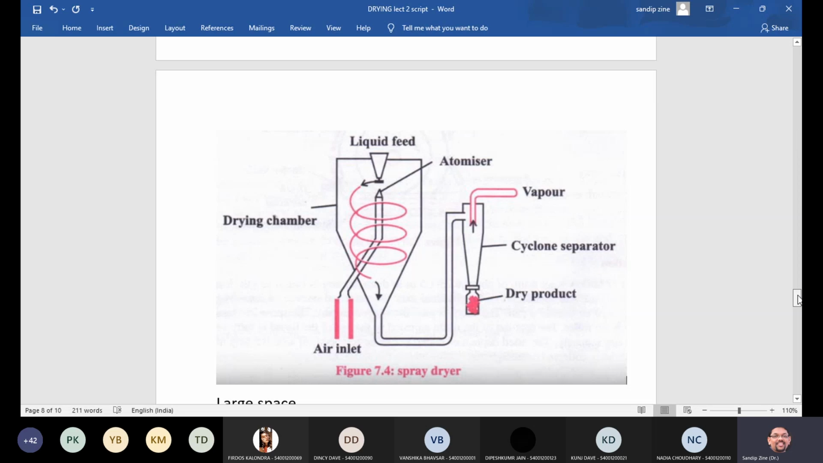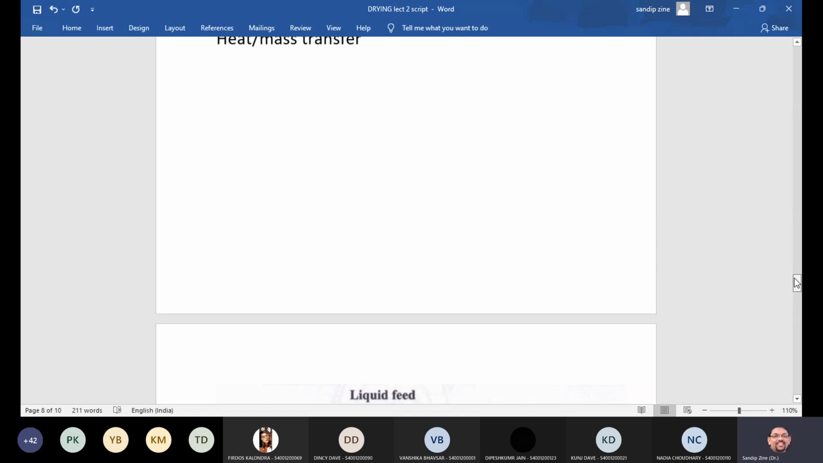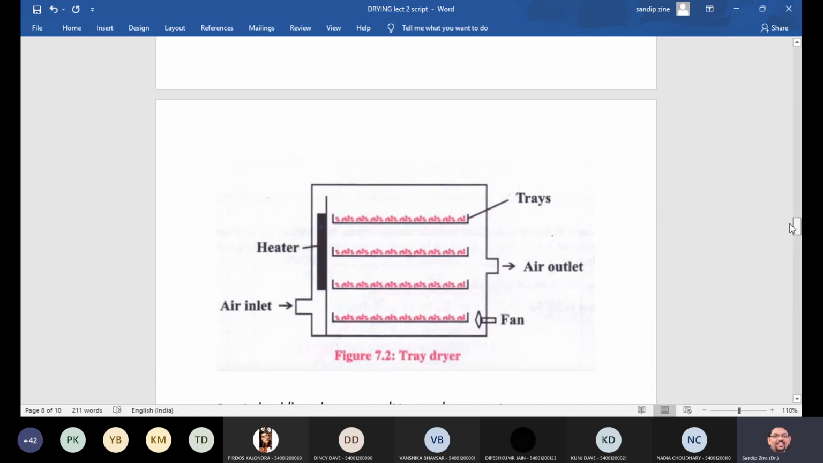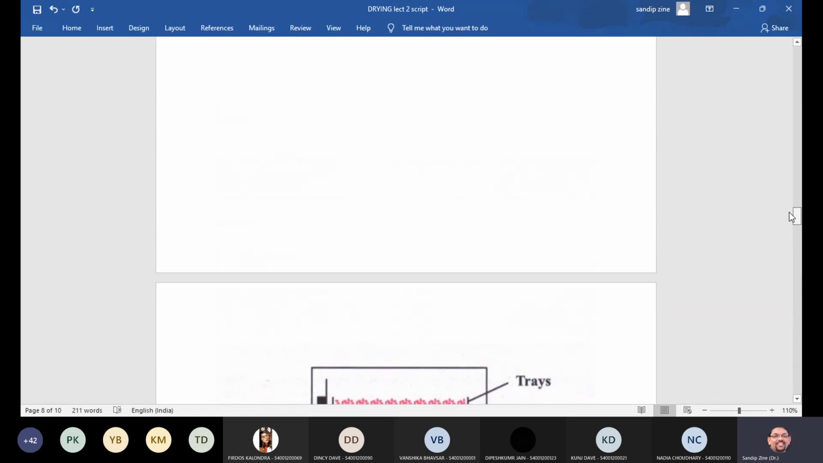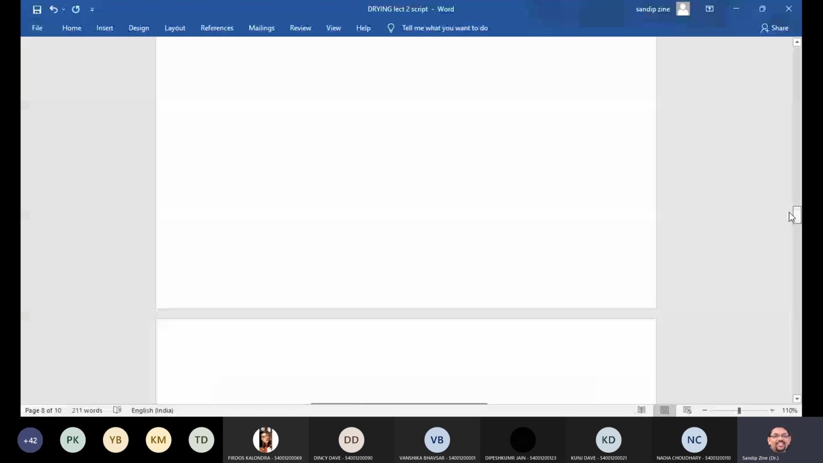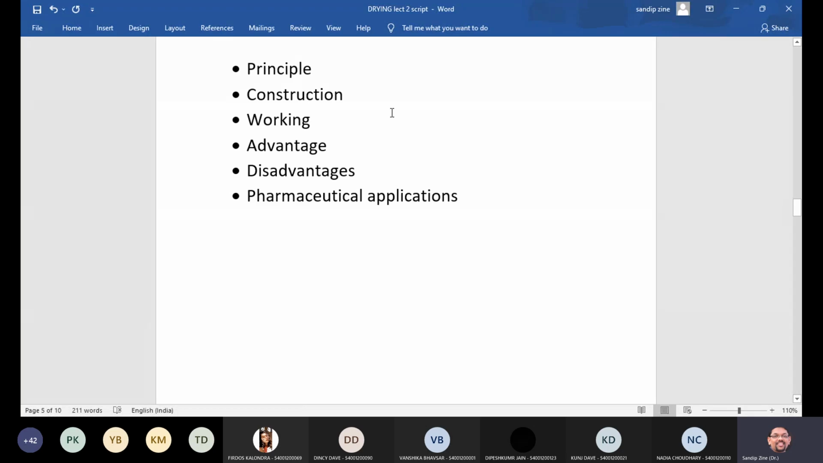Today we have discussed the spray dryer, then the drum dryer, and the tray dryer. And the pointers on which we have discussed all these three dryers are principle, construction, working, advantages, disadvantages, and pharmaceutical applications. So I think we should stop over here, and in the next session we will cover the next dryers.